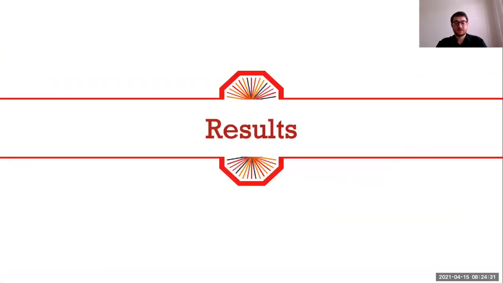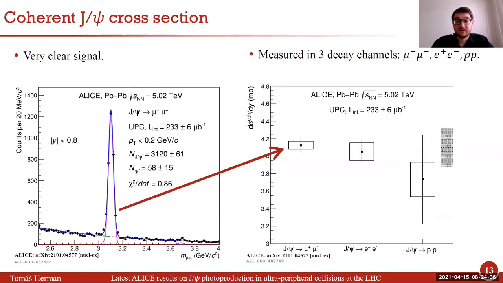So now let me get to the main part of the talk, and that is the results. So let's start with the coherent J/psi. On the left, you see the invariant mass spectra. You can see that this is a very clear signal. This one specifically is the dimuon decay channel. On the right plot, it is the integrated cross-section in the 3 decay channels we measured, and that's the dimuon, dielectron, and then for the first time for us, the proton-antiproton as well. And the dashed line on the right of the plot is the weighted average.